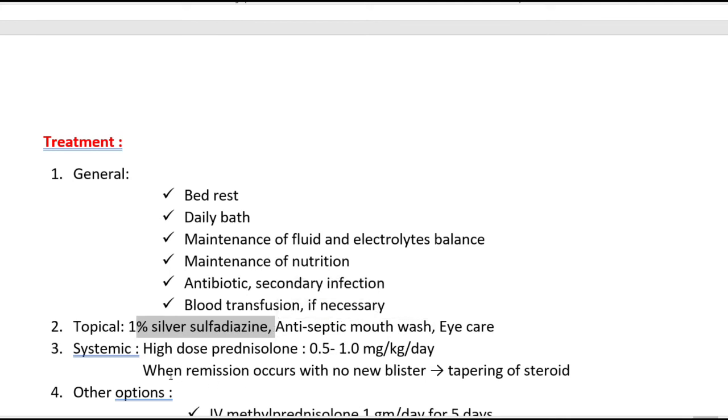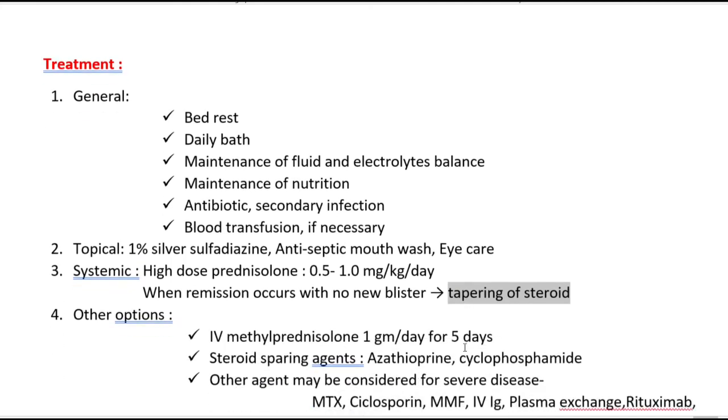And for high dose systemic treatment, the option is high dose prednisolone, the recommended dose being 0.5 to 1 milligram per kg body weight per day in 2 to 3 divided doses. And when remission occurs with no blister, the prednisolone should be tapered over the next 3 to 6 weeks. And sometimes, mind it, long-term prednisolone may be needed.